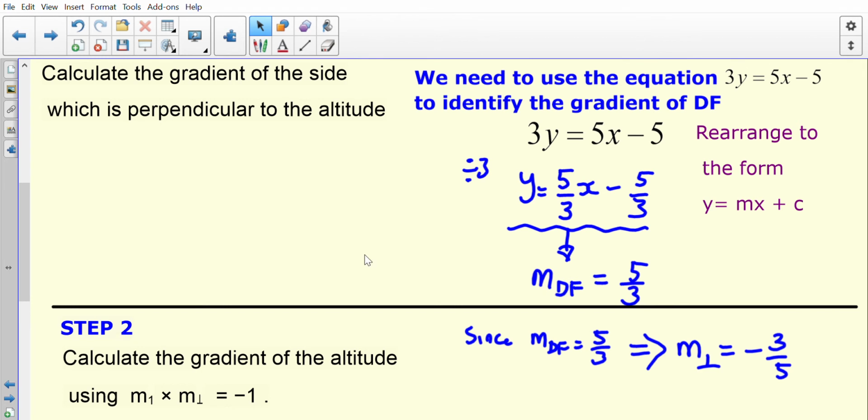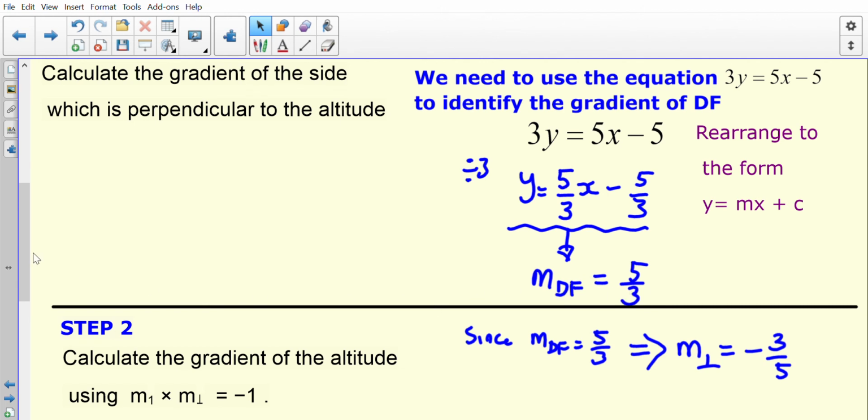So really the quick way of doing that, you've already got 3y equals 5x minus 5. You want to divide by 3 to leave you with y, but you also need to divide the other side by 3. So 5x becomes 5/3 x, and take away 5 becomes take away 5/3. Now whatever the coefficient is, whatever's attached to the x, is your gradient. So in this case, the gradient of this line is 5/3.